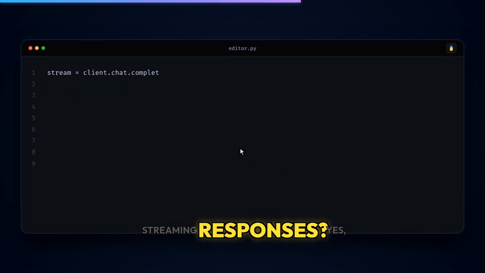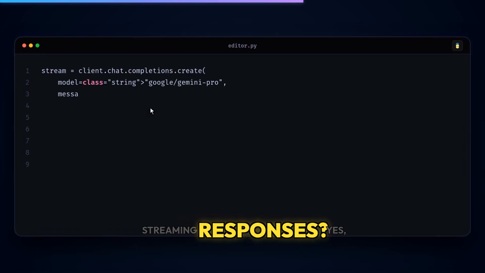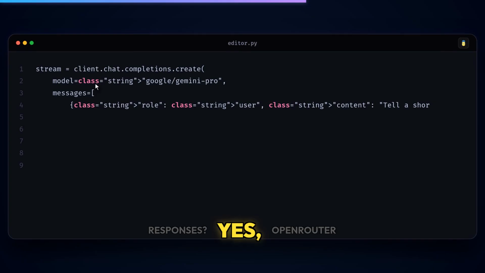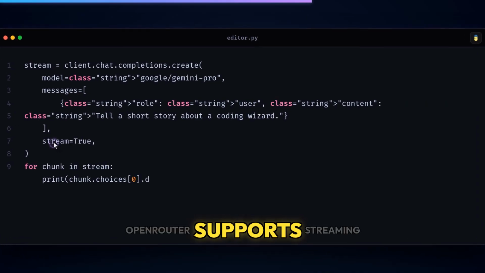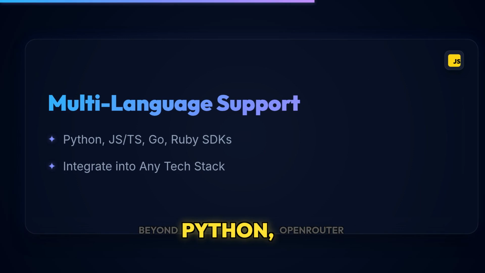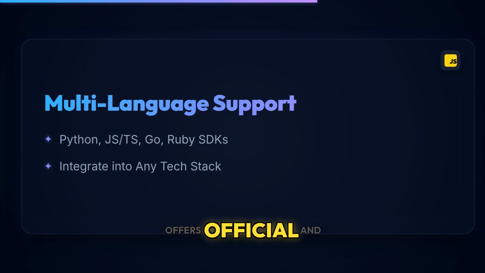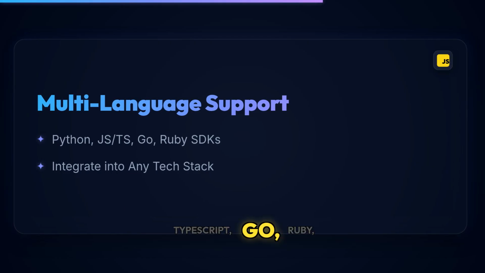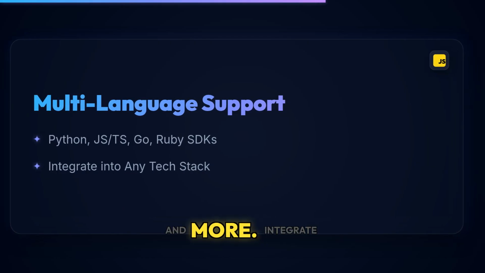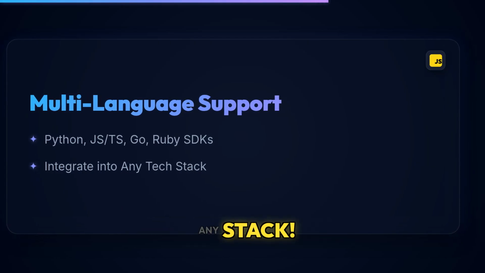What about streaming responses? Yes, OpenRouter supports streaming just like native OpenAI APIs, essential for real-time user experiences. Beyond Python, OpenRouter offers official and community-maintained SDKs for JavaScript, TypeScript, Go, Ruby, and more. Integrate seamlessly into any stack.